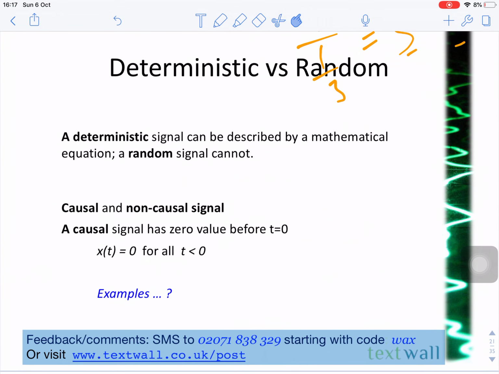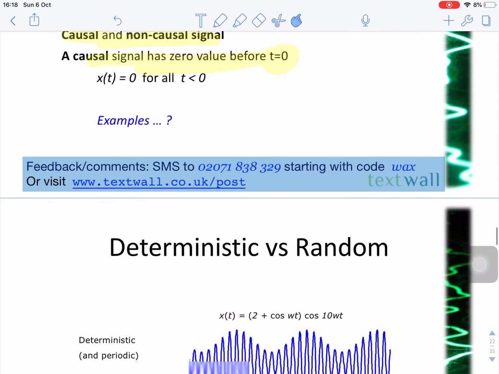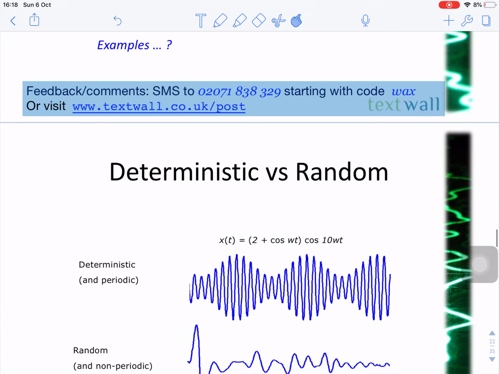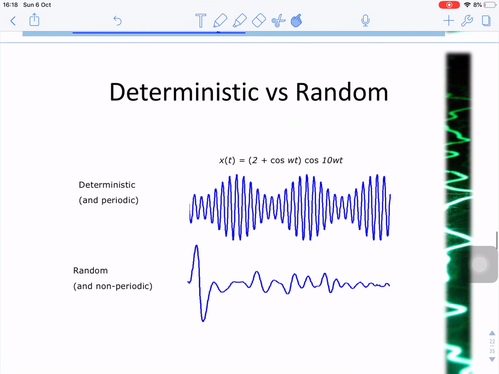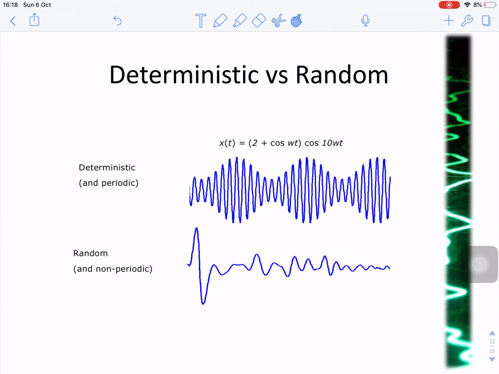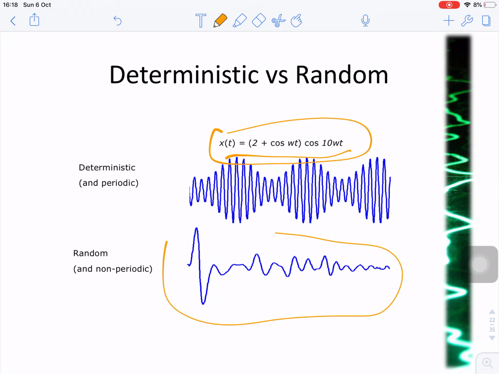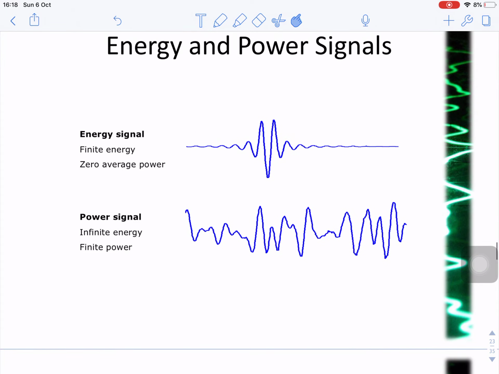So the deterministic and random: a deterministic signal can be represented as a mathematical equation. The random signal cannot. The causal signal has 0 value before t equals 0, because t cannot be negative, right? And the deterministic or random signal. So this is deterministic because you can write the equation, and the random is where I cannot write the equation.